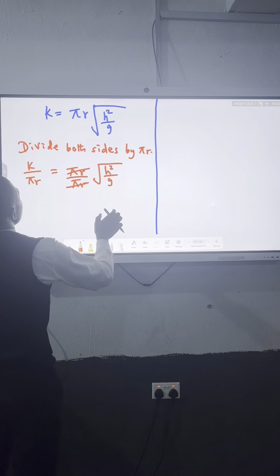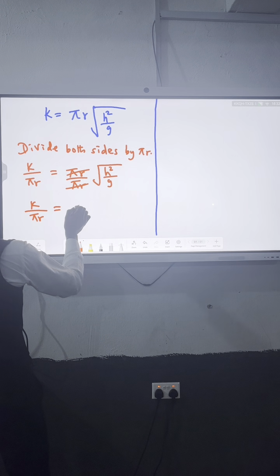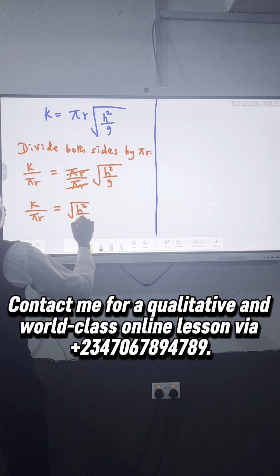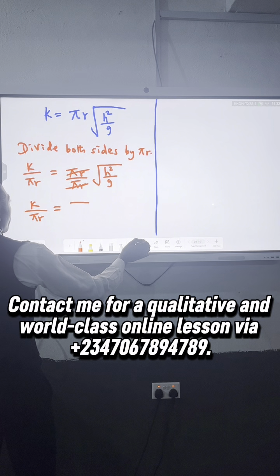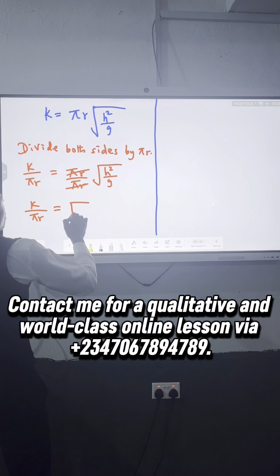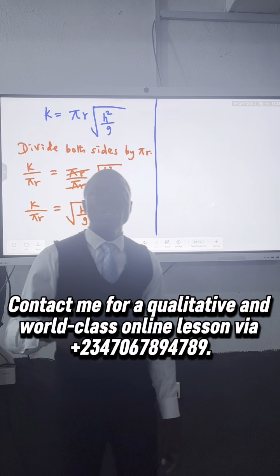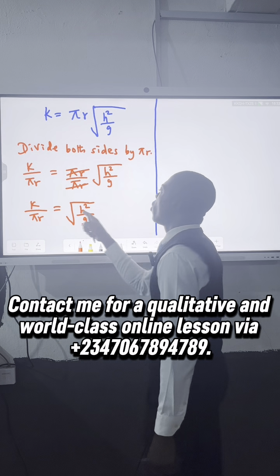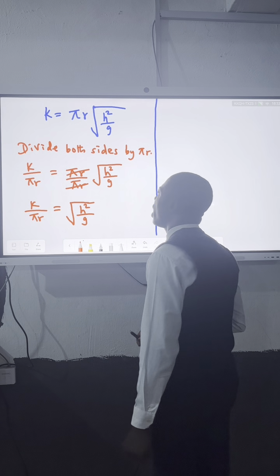And then this reduces to K all over pi R is equal to, we now have square root of H square over G. All right, let me write the square root sign properly so that it will cover it well. So we have square root of H square over G. This is what we have. Remember, the plan is to make G the subject. So we need to square both sides because of the square root that is on H square and G. So, we square both sides.